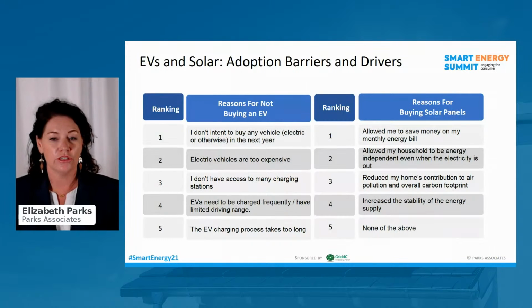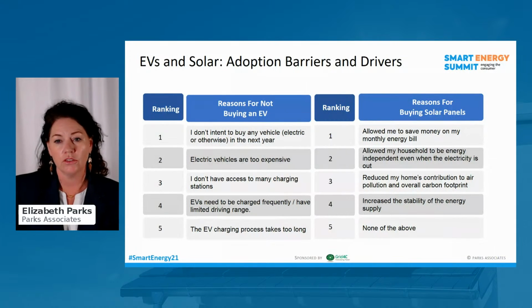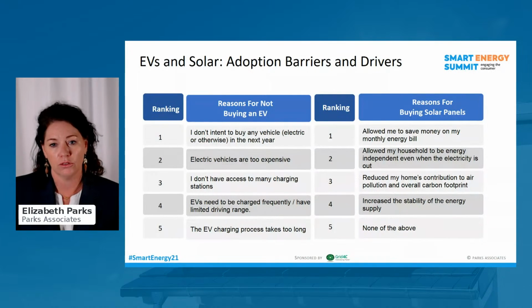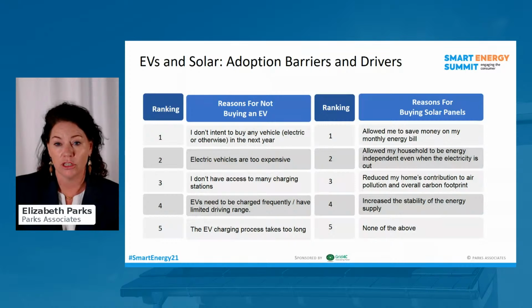When we look at solar and EV adoption, we can see what consumers say about not buying an EV and why they are buying solar panels. While average EV ranges expand and commutes are shorter or non-existent, range anxiety may become a lesser concern, but charging infrastructure remains immature and proprietary.